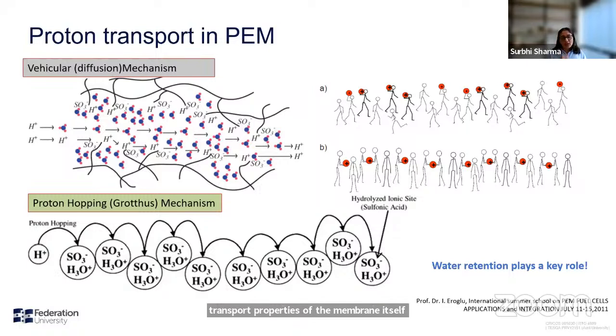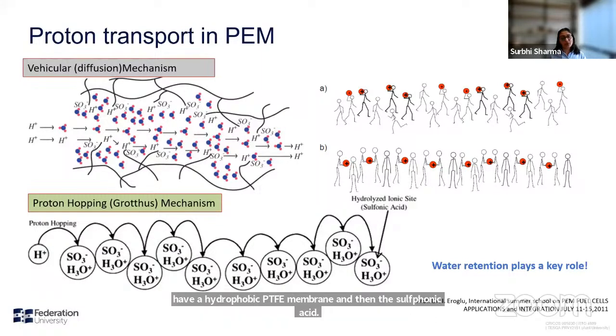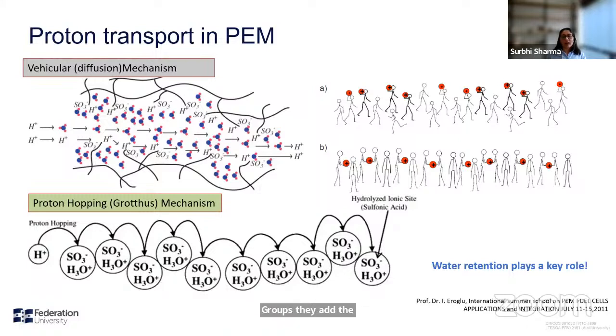The PFSA membranes have a hydrophilic-hydrophobic combination structure. They have a hydrophobic PTFE backbone, and then the sulfonic acid groups add the hydrophilic aspect, and that allows for water retention and absorption of water molecules, ensuring that the membrane is hydrated for the proton transfer to take place.